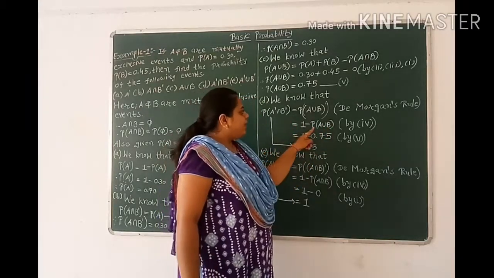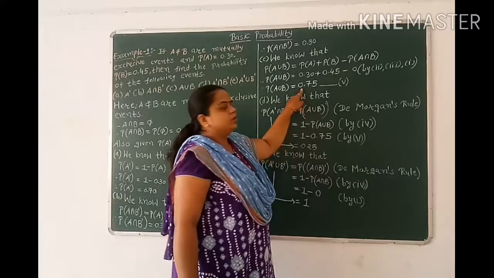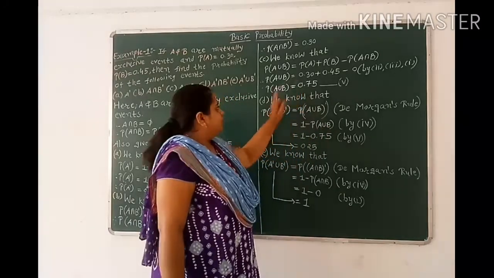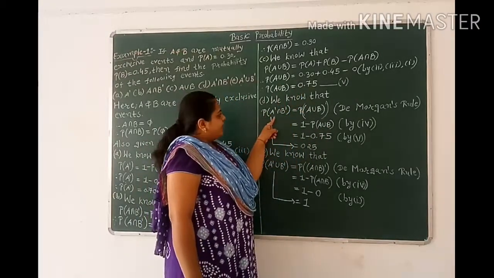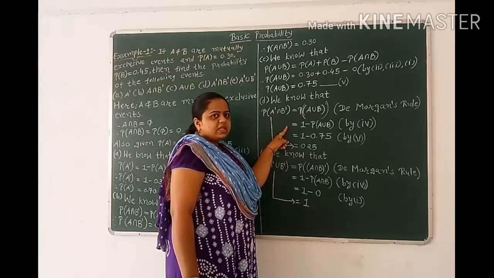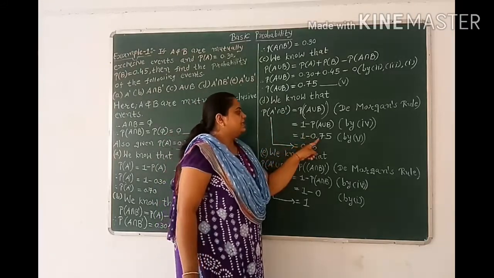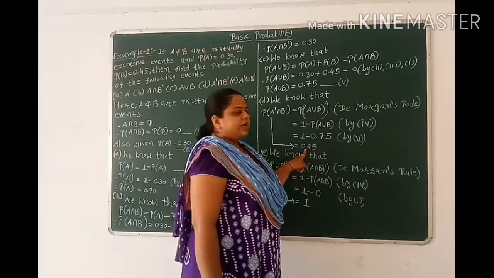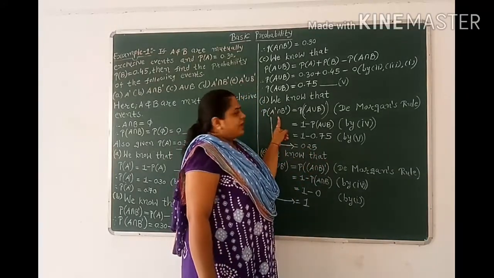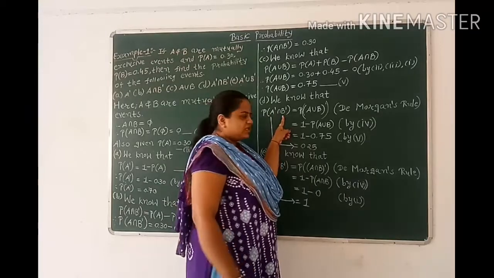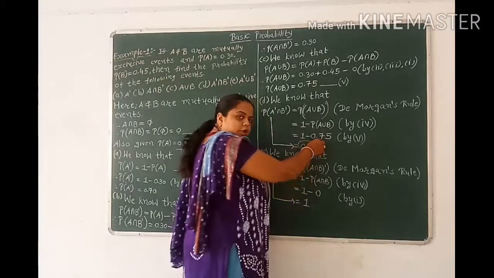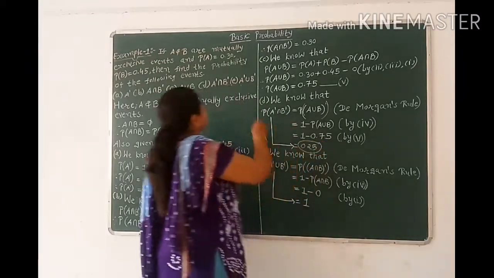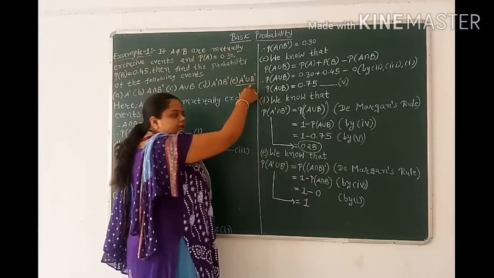Already we have probability of A union B equal to 0.75. So probability of A dash intersection B dash equals 1 minus 0.75 equals 0.25. So probability of A dash intersection B dash equals 0.25. Now the next one is A dash union B dash.